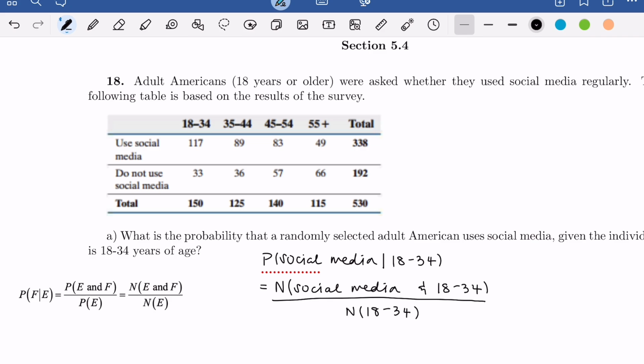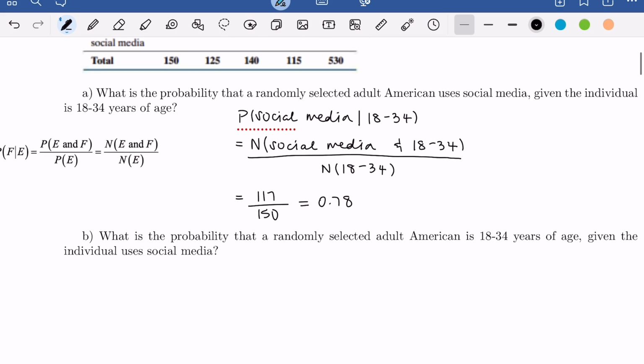All right, so referring to this table here, we can determine these values. So the number of people who use social media and are in this age range can be found by this guy here. So that'll be 117. And the number of people in this age group is going to be this total here, this 150. All right, so dividing those, this is going to give us 0.78. So that'll be our probability that a randomly selected adult American uses social media, given that person is in the 18 to 34 age range.